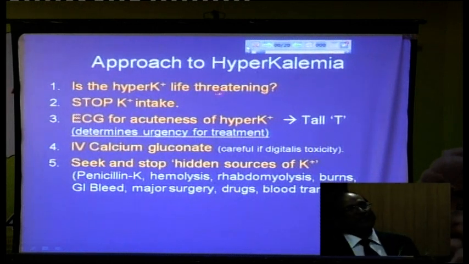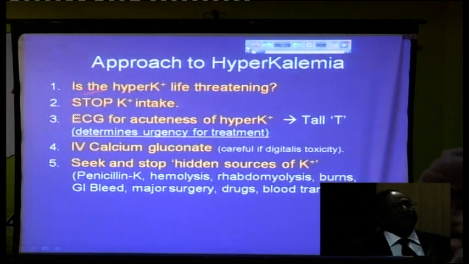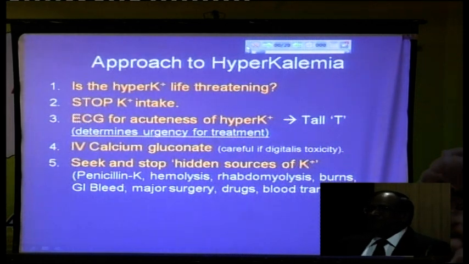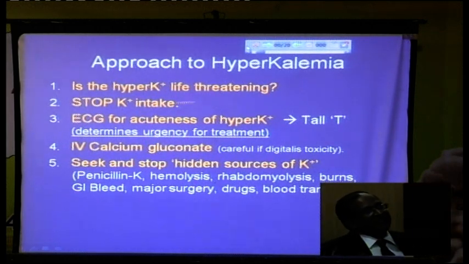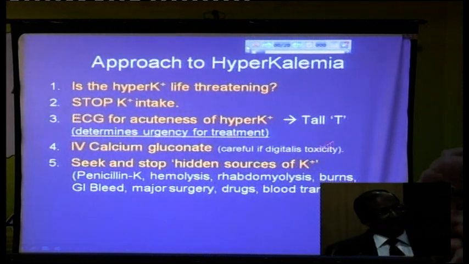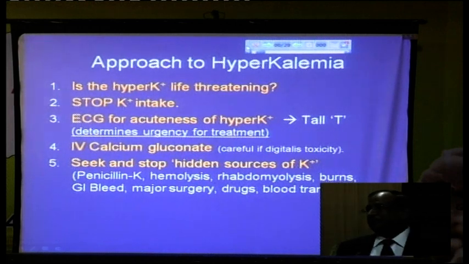How do you approach hyperkalemia? Is it life-threatening? Stop any potassium going on. And I've seen this, that there's still a KCL drip going on and potassium is 7.8. So you need to stop that. Check for whether it's acute or chronic. Calcium gluconate to avoid toxicity. And seek and stop hidden sources of potassium.